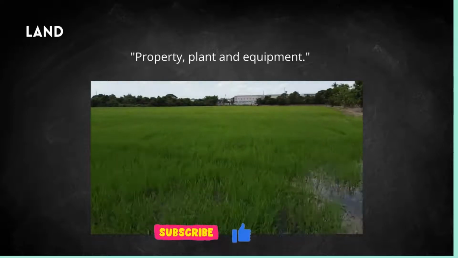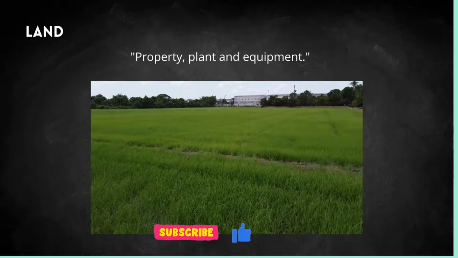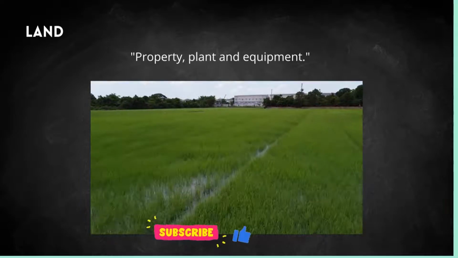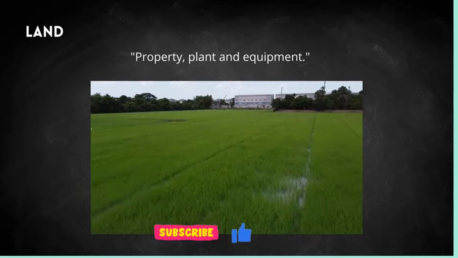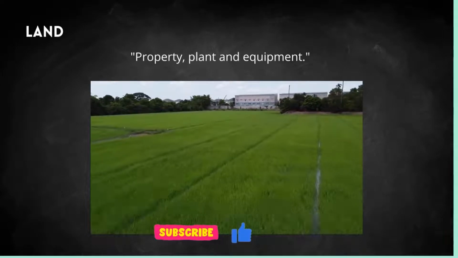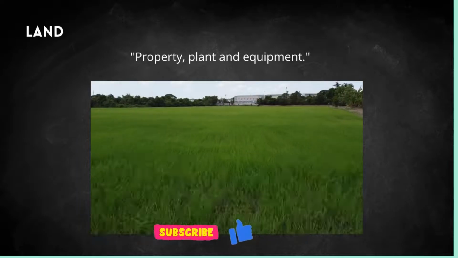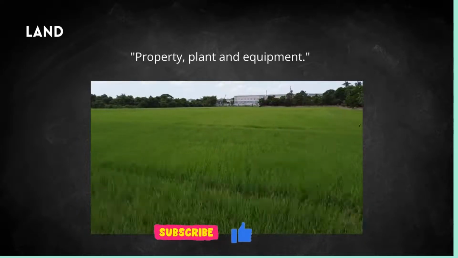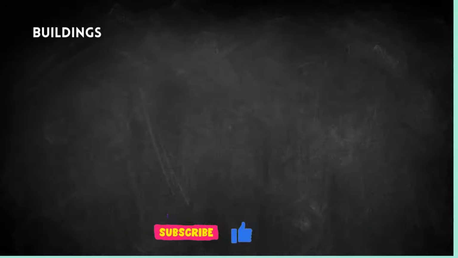Now let's go to land. This account represents the property portion of the balance sheet heading property, plant, and equipment. It reports the cost of land used in a business. Since land is assumed to last indefinitely, the cost of land is not depreciated.